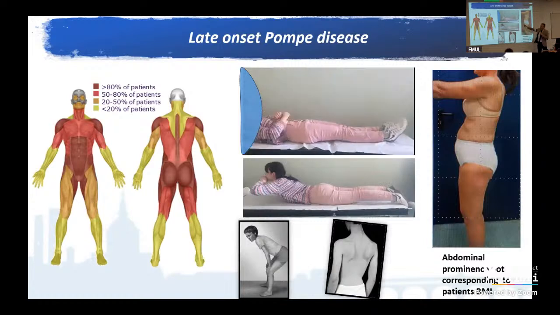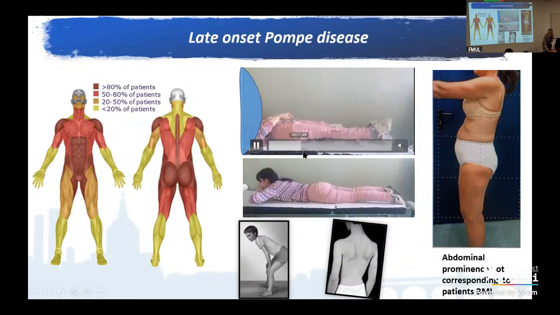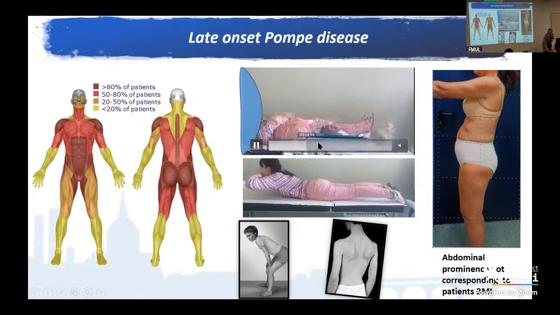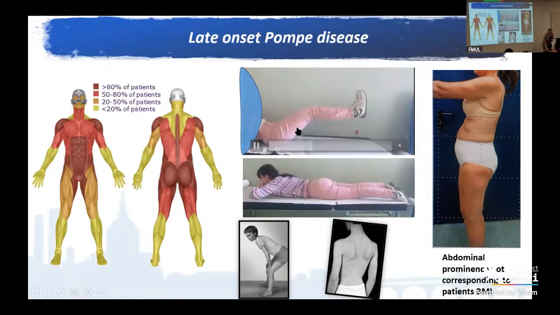Please see this patient, how she is moving. She cannot get up. Legs are okay, but no, it's not working, sorry.